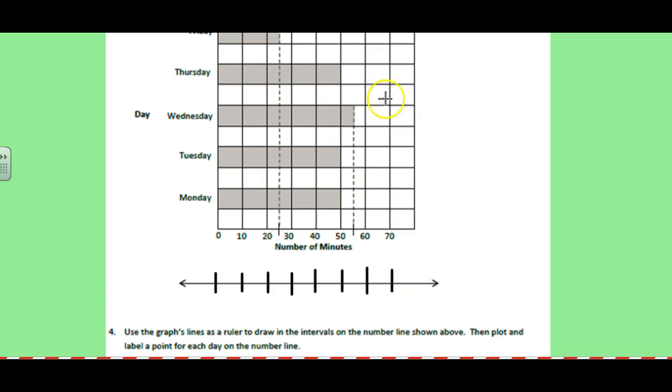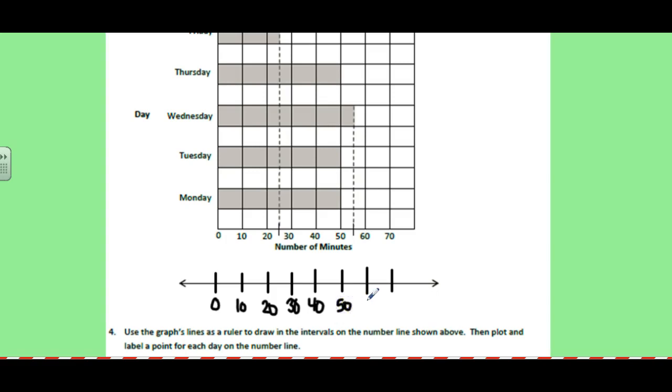So you're just taking the lines that are on the graph, and it's like you're drawing them straight down here on this number line. And then you need to label that. So this one was 0, and then 10, and then keep labeling the numbers on this number line until you get up to 70. And then we're going to look at what it's asking us to do next.